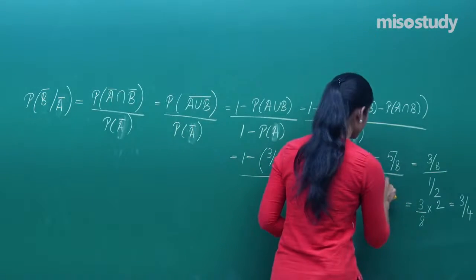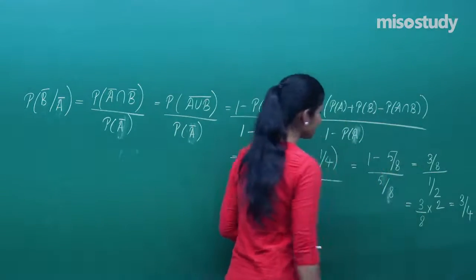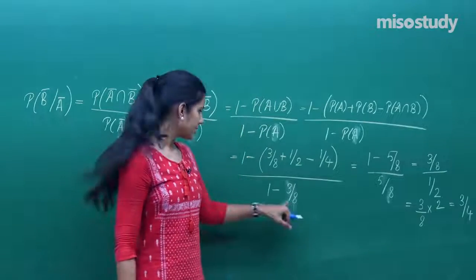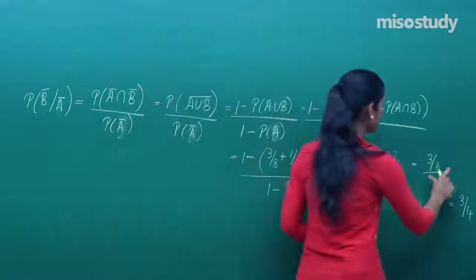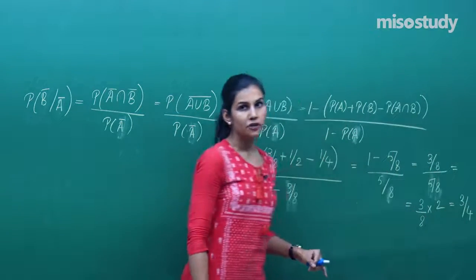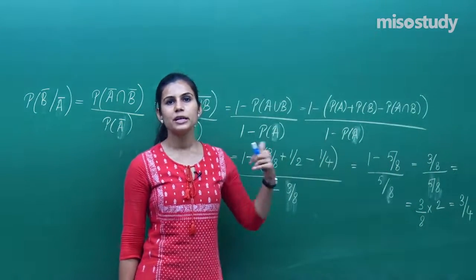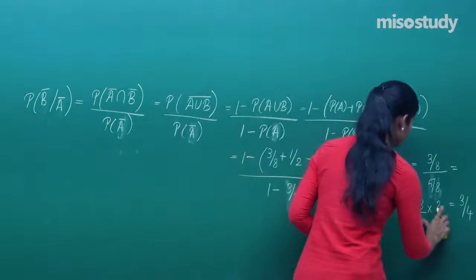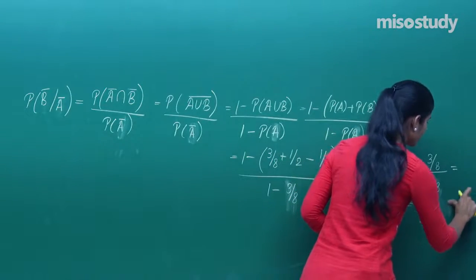8 minus 3 is 5. So you get 5 by 8. Right? 8 minus 3 is 5. This gives you 3 by 8 upon 5 by 8. What would this be equal to? 3 by 8 divided by 5 by 8 is 3 by 8 multiplied by 8 by 5. So this just gives you 3 by 5 as your answer.